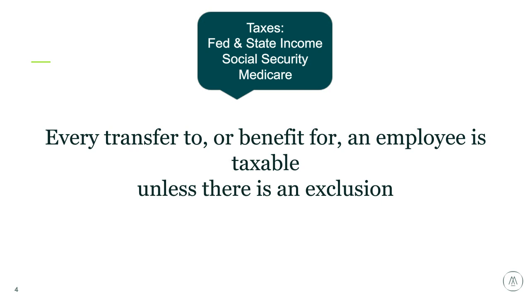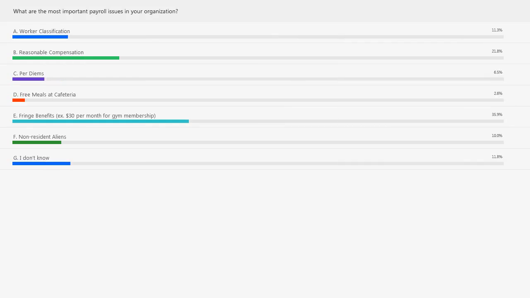So I think we've given you hopefully enough time on that. So we'll go ahead and close the poll. There we go. So it looks like the largest percentage we have here are for fringe benefits, such as the $30 per month gym membership. Reasonable compensation is not too far second there. So it looks like we have a wide variety of issues, and we're going to be covering most of these, not so much the non-resident aliens today, but we will be covering those other topics.